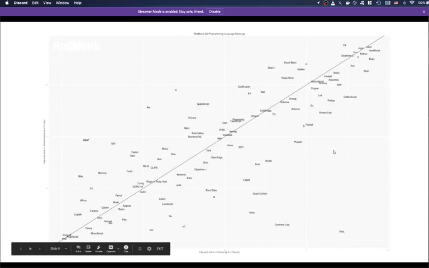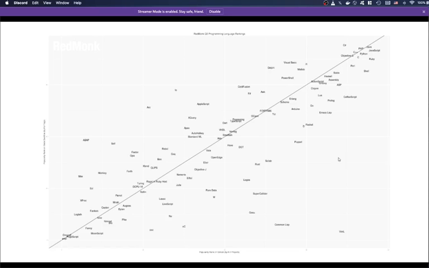So let's take a look at trends. This is the RedMonk programming language rankings from, I believe this was 2019, last year. So on the bottom axis you see the popularity rank on GitHub, which is how many repositories have that as their primary language. And then over here you see the popularity on Stack Overflow. So you get to see who's asking questions about it.